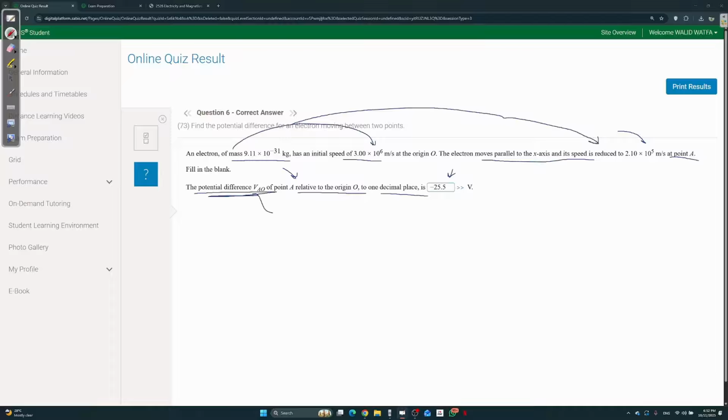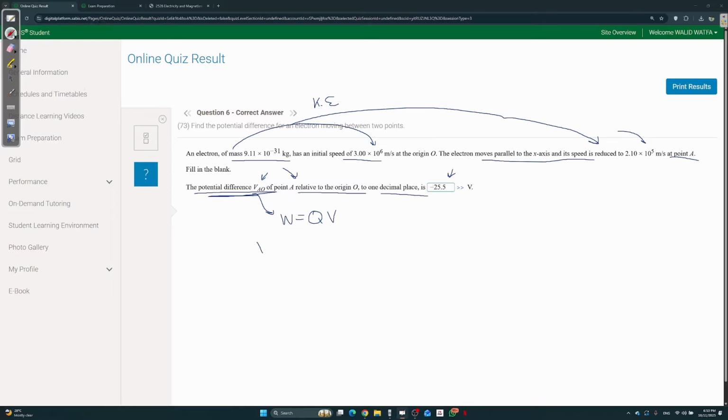Always remember that potential difference has many formulas, but when you're talking about mass and velocity, always think about kinetic energy. Now, how can you relate potential difference V, the voltage, to energy? Remember that work is equal to QV, right? So that makes everything way easier.